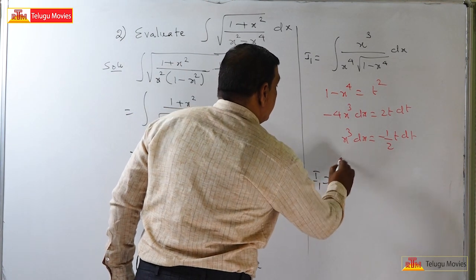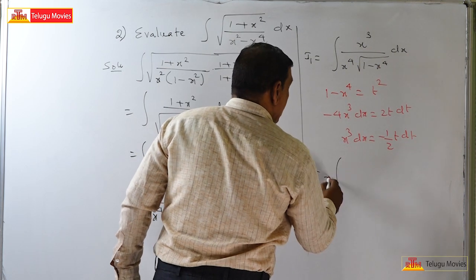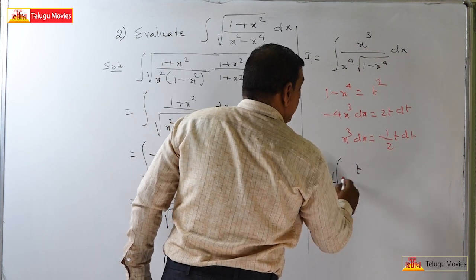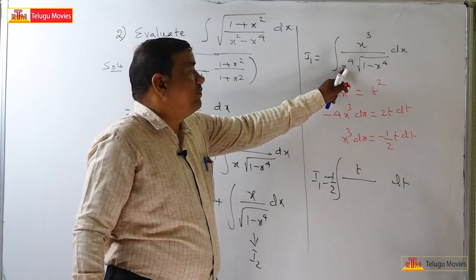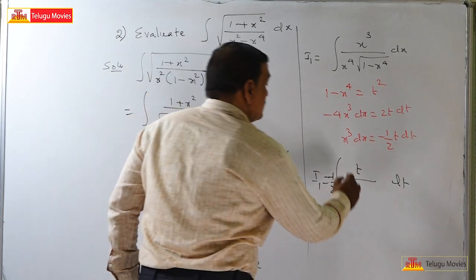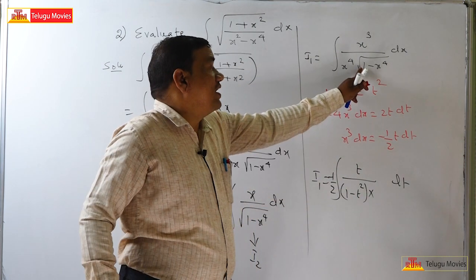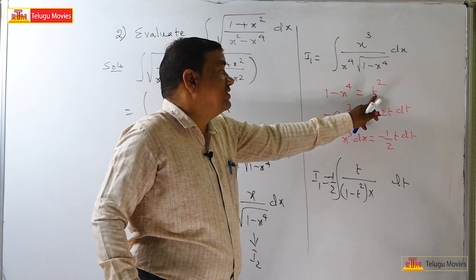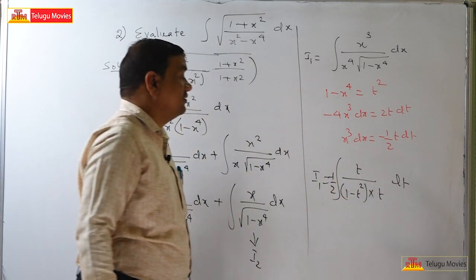So I1 is equal to integral, x³ dx is equal to how much? Minus 1 by 2 t dt, divided by x⁴. X⁴ means how much? 1 minus t². So this is 1 minus t², into root of 1 minus x⁴ is equal to how much? Root of t² is t. This is t. Understand this?